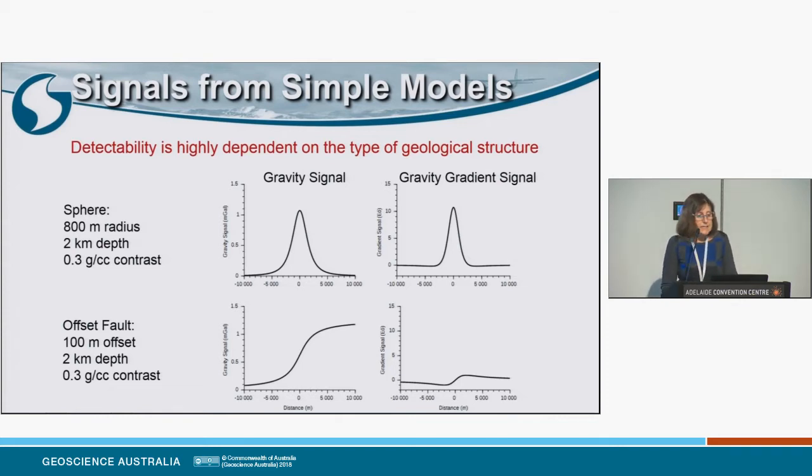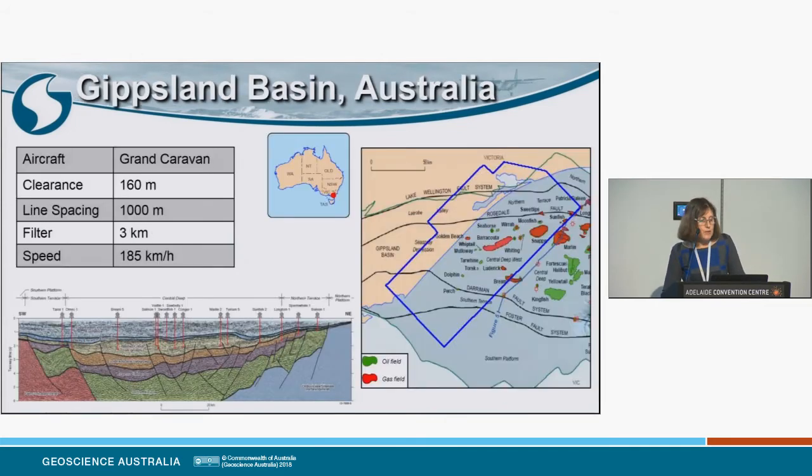Something that has less of a gradient, like for instance an offset fault, at the same depth, a 2 kilometer depth, and a 100-meter offset, the same density contrast, still has about a 1 milligal signal, but somewhere down around 2 eotvos, maybe a bit less, in the gravity gradient.